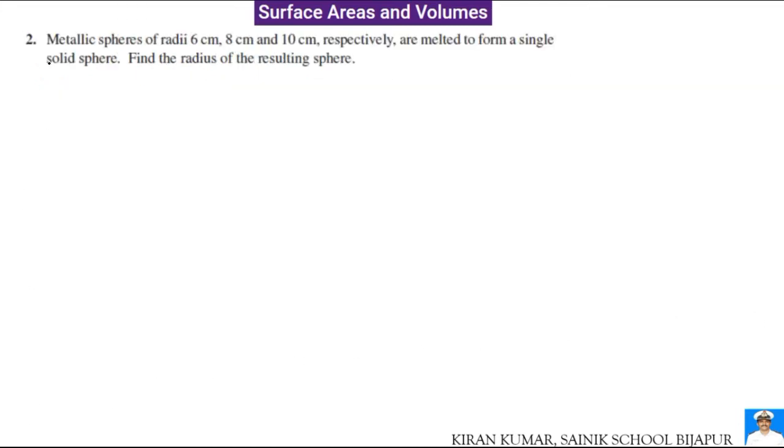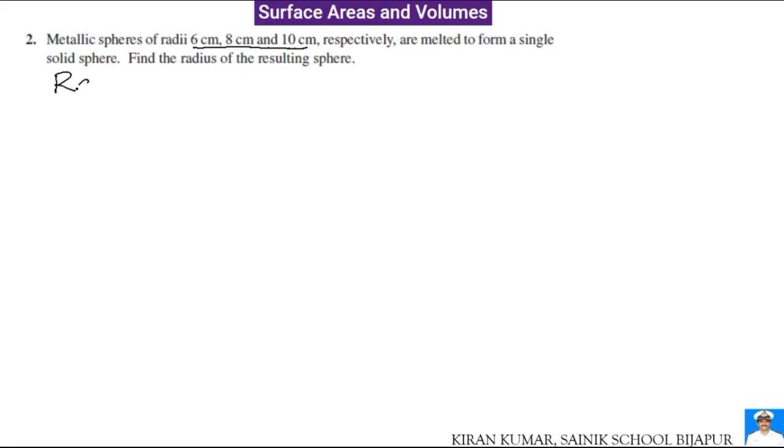Second question. Metallic spheres of radius 6 centimeter, 8 centimeter and 10 centimeter respectively are melted to a single solid sphere. Find the radius of the resulting sphere. Here there are 3 smaller spheres. They are recasted into a single solid sphere. We need to find the radius of the resulting sphere.